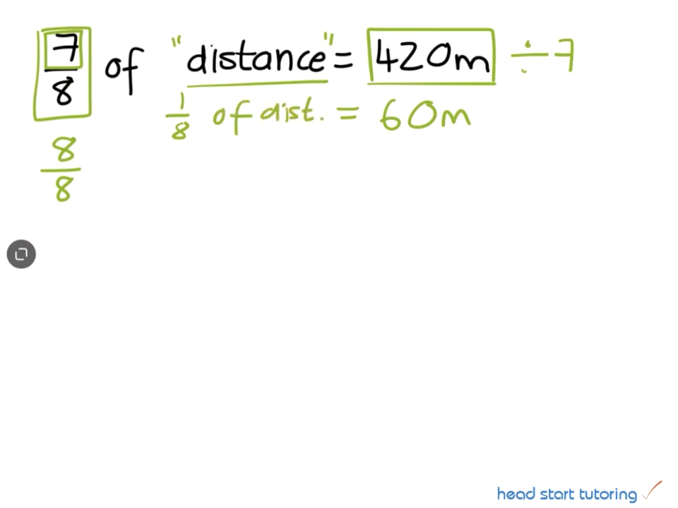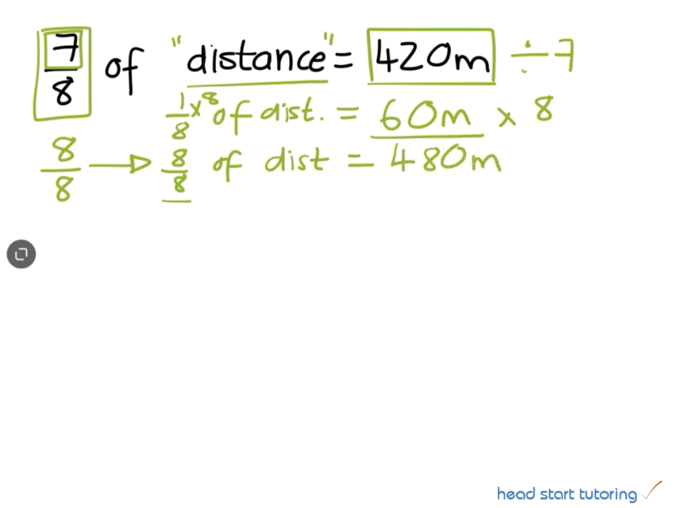So 1/8 of our distance is 60 meters. So our 8/8 of the distance, which is what we are looking for because that is the whole distance, is going to be equal to 60 multiplied by 8, because we multiply 1/8 by 8, or 8 over 1, in order to get our 8/8.